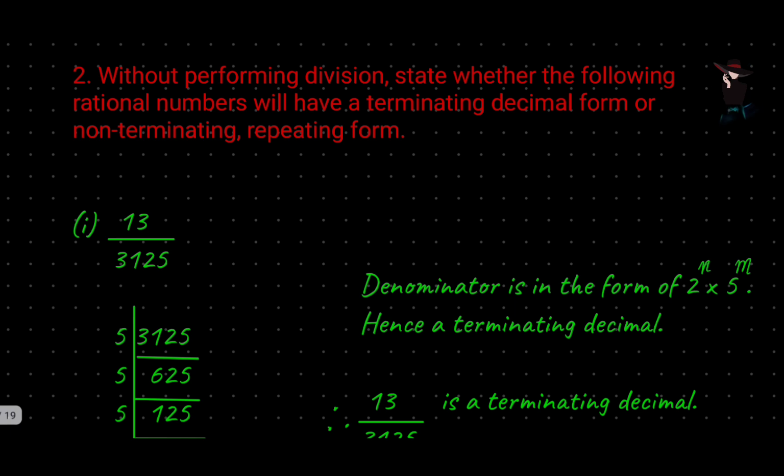The next question is: without performing division, state whether the following rational numbers will have a terminating decimal form or non-terminating. It's the same question as the first one, but in the first question we did perform division, dividing the numerator by the denominator. Here we are asked not to divide. So how can we do that? We just need the factors, right? We can use any method, either prime factorization, LCM or division. As we are told not to perform division, we'll use an LCM here.